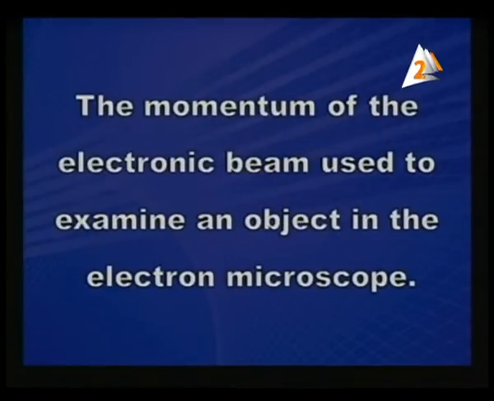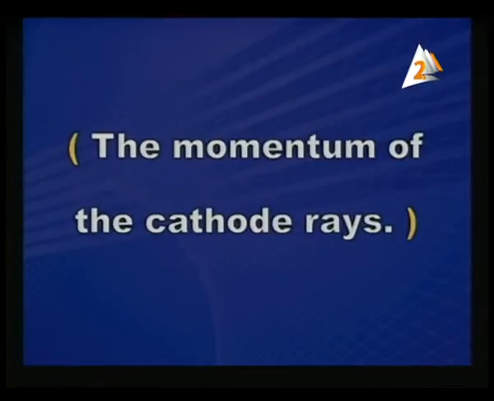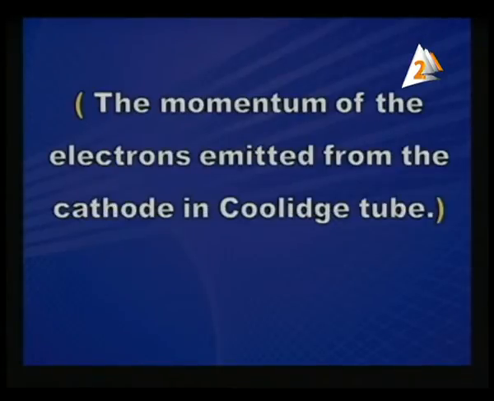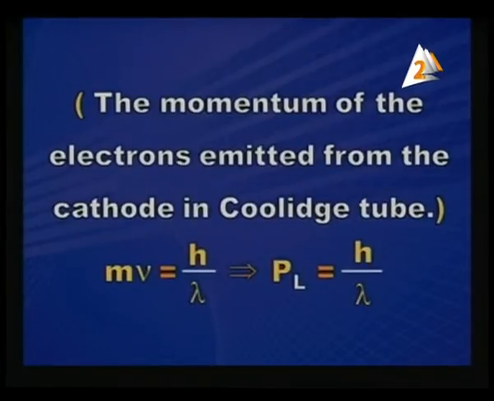The expression that gives the momentum of the electronic beam used to examine an object in the electron microscope. Or momentum of the cathode rays. The momentum of the electrons emitted from the cathode in Coolidge tube. They are all the same, and they are given by the same expression, which is momentum is equal to h over lambda, or PL is equal to h over lambda.